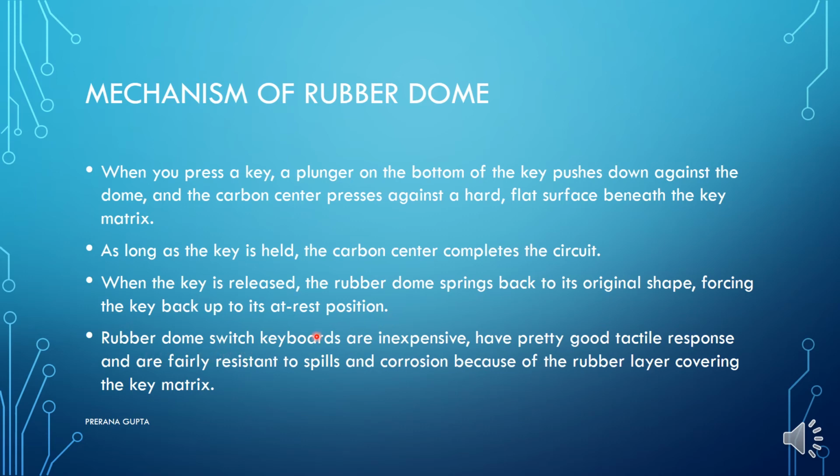Rubber dome switch keyboards are inexpensive, have pretty good tactile response, and are fairly resistant to spills and corrosion because of the rubber layer covering the key matrix. The key matrix is covered with this rubber layer, so it is resistant to water. Spills means some kind of water, and corrosion of the metal exists every time, so the rubber layer also prevents that.